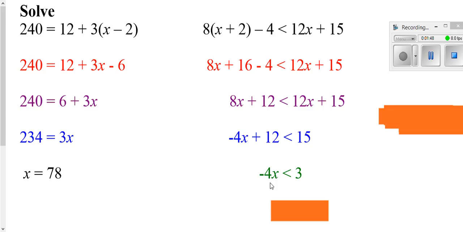Now this is where you need to remember one thing with inequalities. When you multiply both sides or divide both sides by a negative, you need to switch your inequality sign, so we get x is greater than negative 3/4.